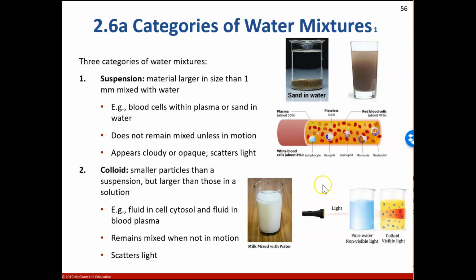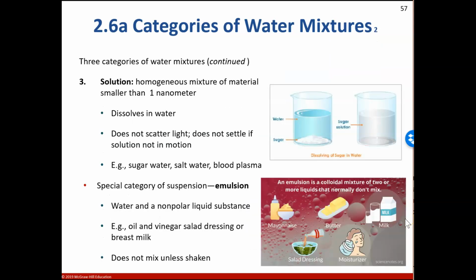The other type of mixture that we have is a colloid. This has smaller particles than the suspension, but larger than those in a solution. So examples in our body would be like fluid in the cell cytosol and fluid in our blood plasma. It's going to remain mixed when not in motion. So an example would be milk mixed with water. And here you could see if we shine a light through, you could see in the colloid that it is going to scatter light.